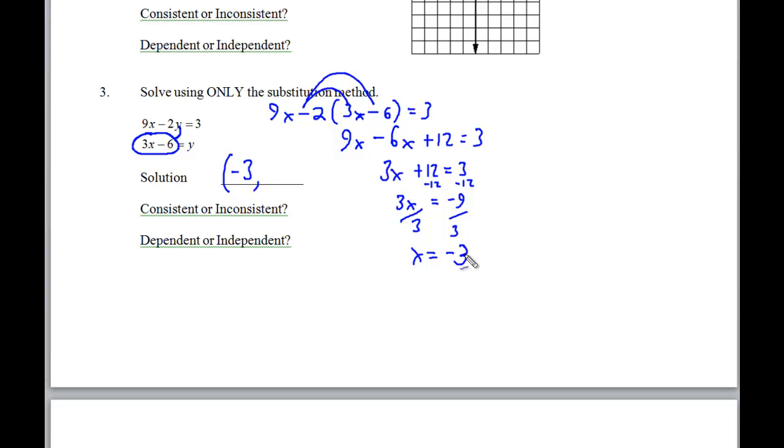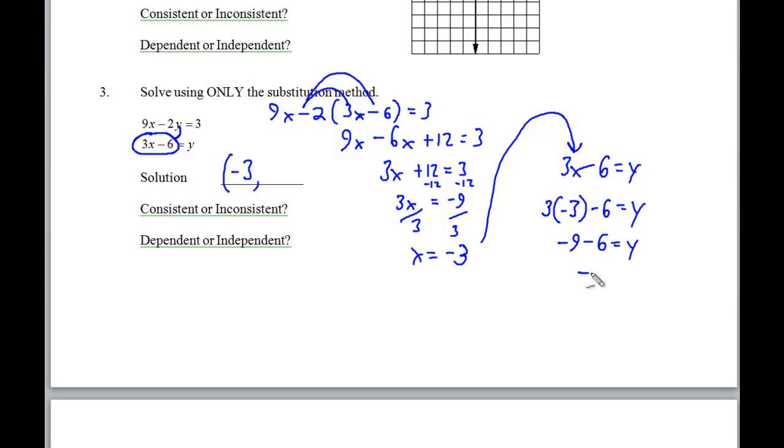Now our second part of our solution is to plug the negative 3 into our x and solve for y. And that's really handy right here because we have our 3x minus 6 equals y. And since we have that, we're going to plug that negative 3 in for the x right there. So 3 times negative 3 minus 6 equals y. So we have negative 9 minus 6 equals y, or negative 15 equals y. And so the answer is negative 15. This is a consistent answer again because it does have an answer. If we didn't have an answer, this would be inconsistent. And these are two independent lines because it has one solution. So consistent and independent again.